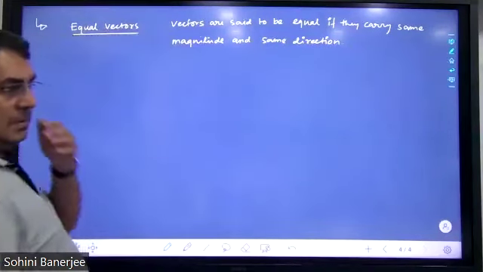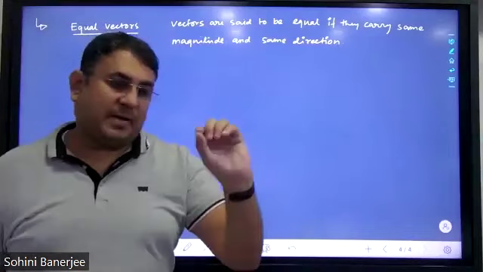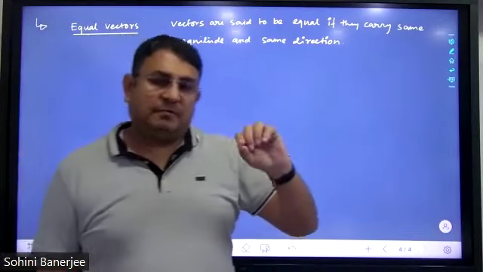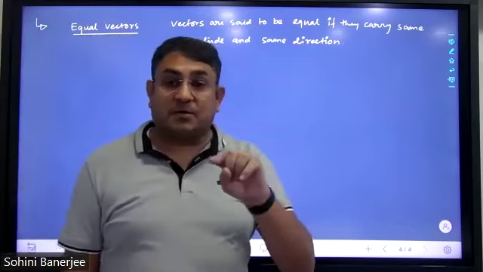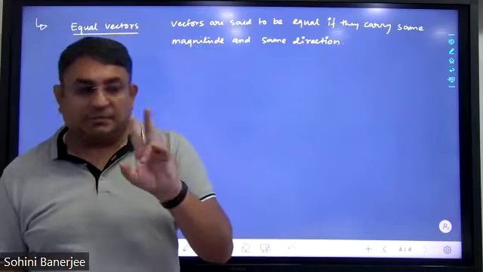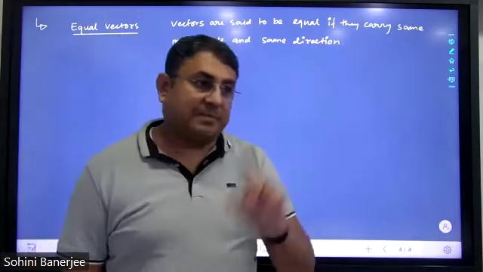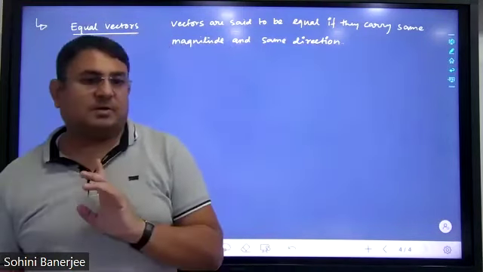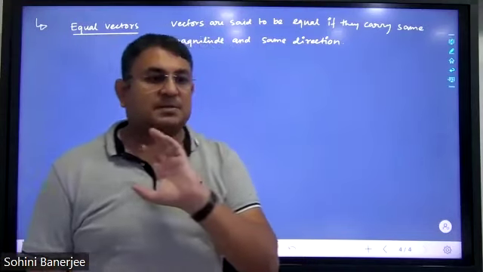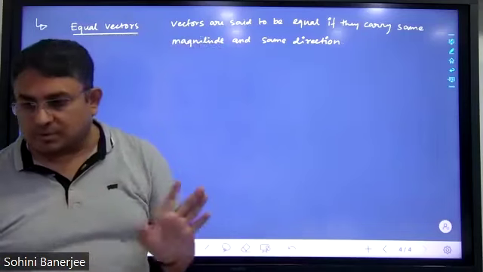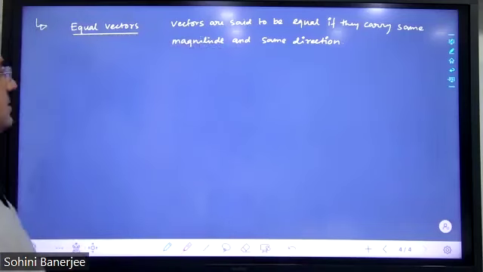Equal means not just the magnitude. Be very careful. It is a very casual way we say that they are equal. For vectors, we cannot say equal like that. If the vectors have same magnitude and same direction, then they are equal vectors. Only magnitude same, they can't be referred to as equal vectors.